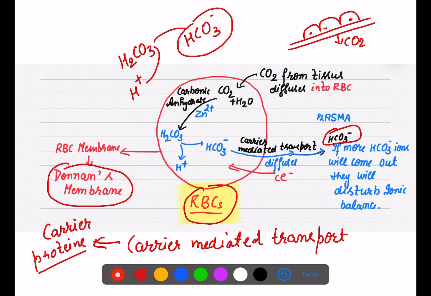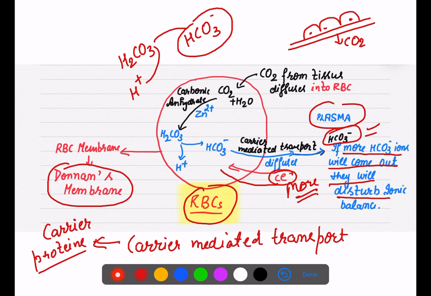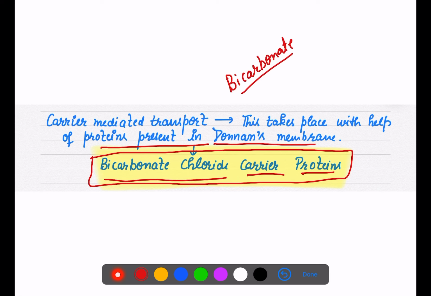It means if more and more bicarbonate ions come out, then they will disturb the ionic balance, because these are negative, right? More and more negative ions will start accumulating in the plasma. It will disturb its ionic balance. So what do you need? You need something to send inside also. So what is happening here? Chloride ions are moving into RBC with the help of these bicarbonate-chloride carrier proteins.